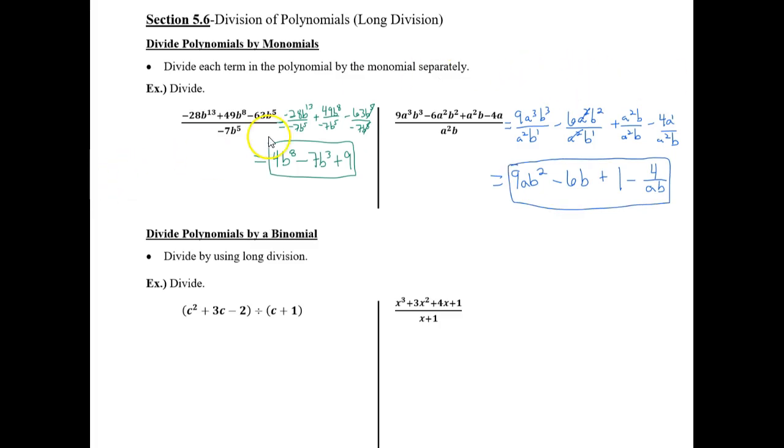So to sum it up, when we divide a polynomial by a monomial, we have to divide every single term in the numerator by that monomial in the denominator.